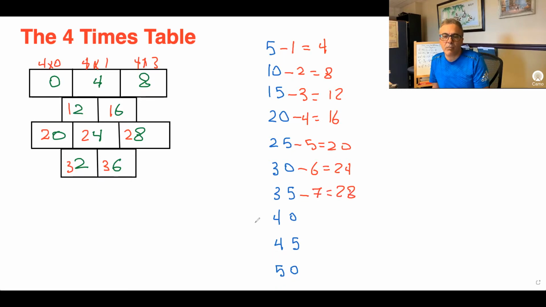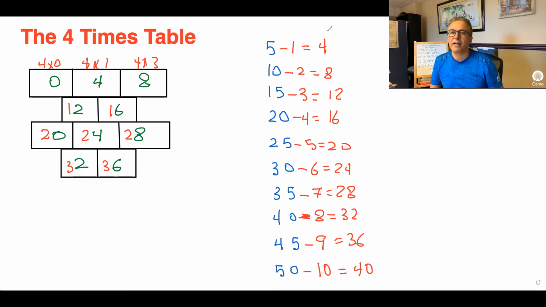And here, since you multiply 5 by 8 to get 40, then you minus 8 and you get 32. And here, since you multiply 5 by 9 to get 45, then you minus the 9. Sorry, that's a minus right here. And you get 36. And here, since you multiply the 5 by 10 to get 50, then you go minus 10 here and you get 40. And believe it or not, this is the 4 times table right here.